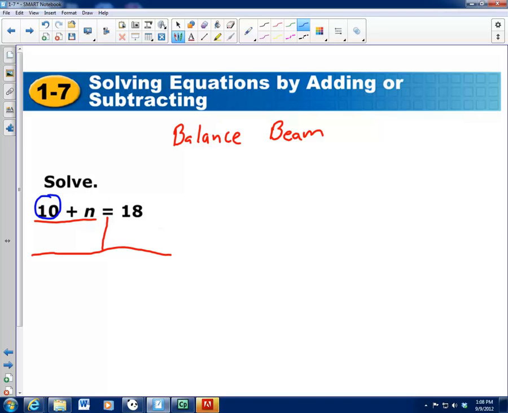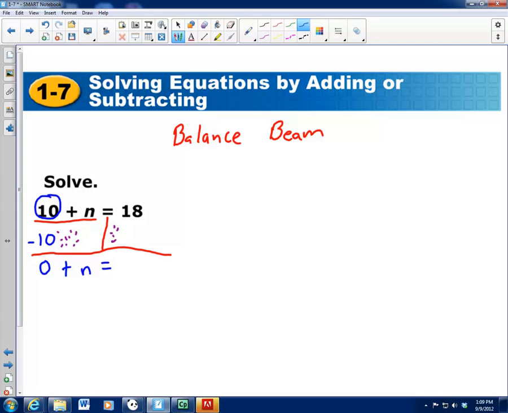We need to get rid of it. Now, to get rid of this 10, to make it 0, we have to subtract 10. Okay? Because 10 minus 10 is 0. So that's 0 plus n equals. Now, whatever we do on this side of the bar, we also have to do on this side over here.